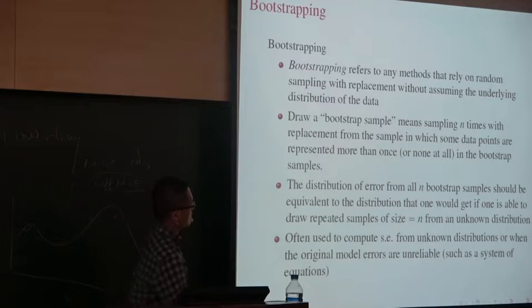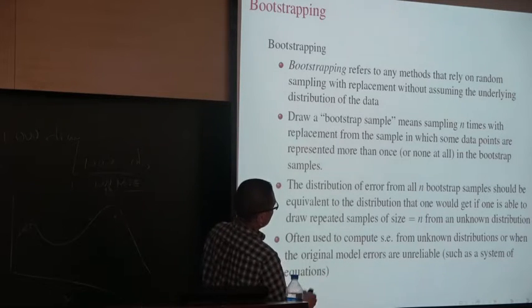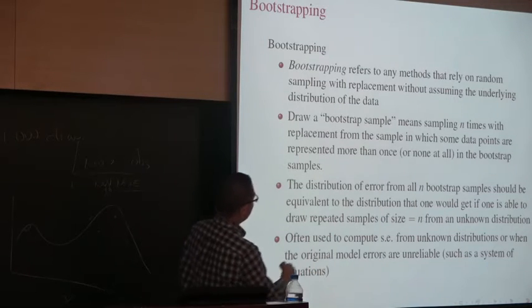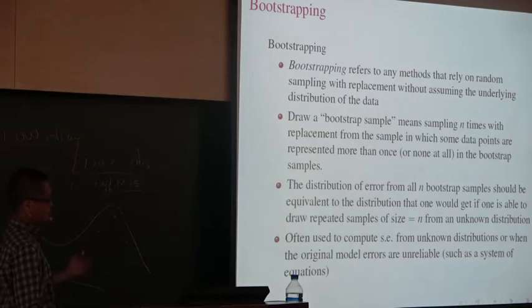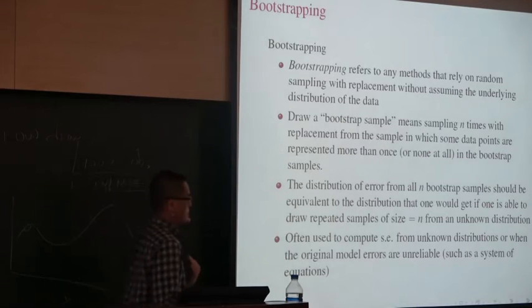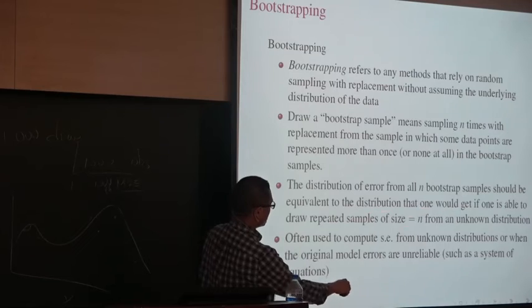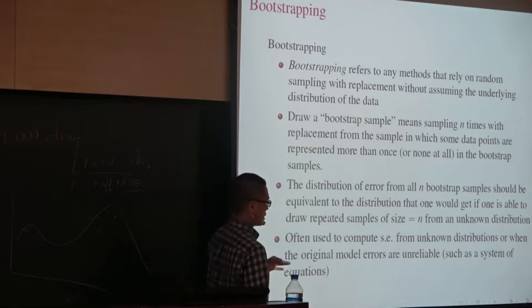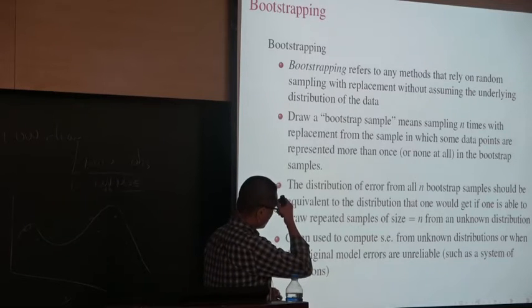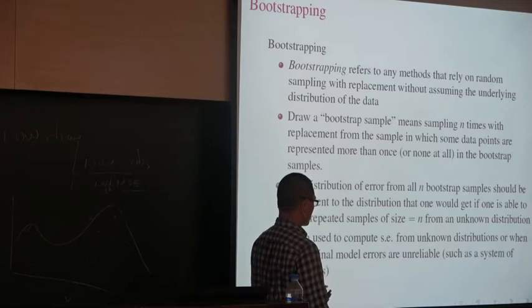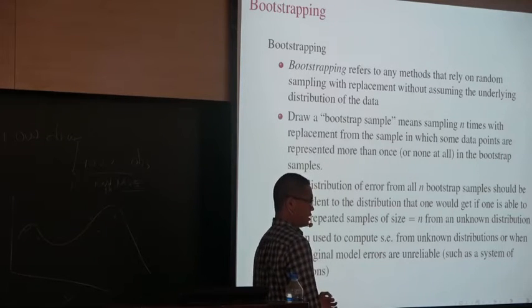So one of the good things is that the bootstrap doesn't put any prior assumption on the underlying distribution of data. We rely on lots of random sampling to reveal the contour of the data. So it's equivalent to being able to draw lots of samples. It is often used to compute standard errors for odd distributions, or when the original model error is highly unreliable.